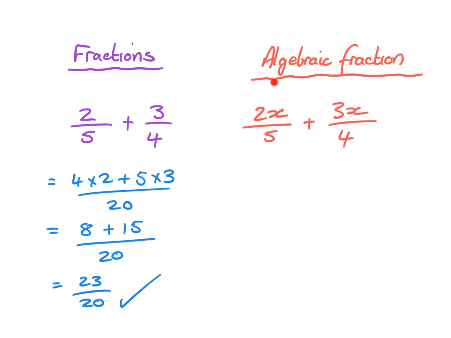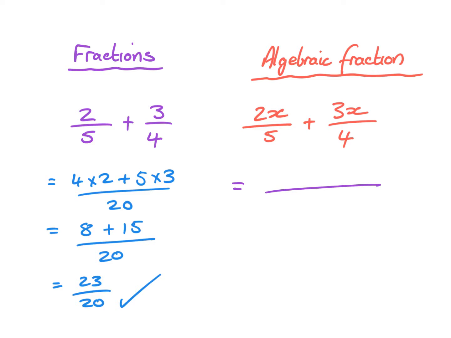So what would we do if we actually had an algebraic fraction? All I've done is taken this fraction and converted it into a little bit of an algebraic fraction because I have some pronumerals. Well, the procedure is pretty much the same. I need to find the lowest common denominator and I need to multiply my fractions out. So it looks something like this.